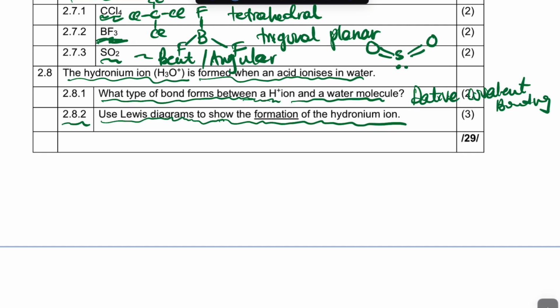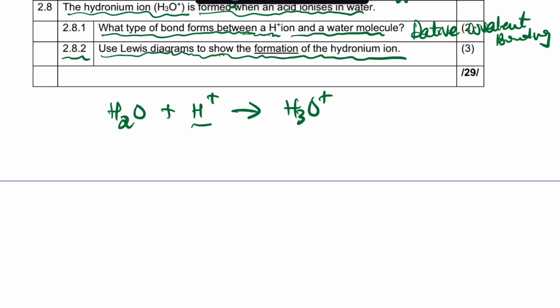2.2.1 says use the Lewis diagram to show the formation of hydronium ion. So guys, this is not the answer. It's water plus the hydrogen ion gives you the hydronium ion. This is not the answer. They want the Lewis structure, not like this. So the Lewis structure for water, it's going to be that. It's a bent-shaped water like that. It has two lone pairs, right?